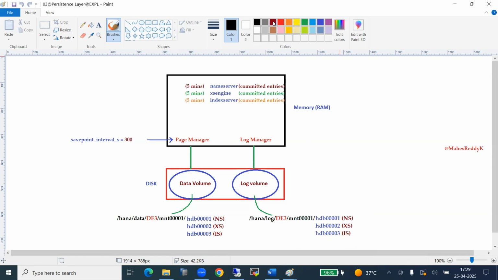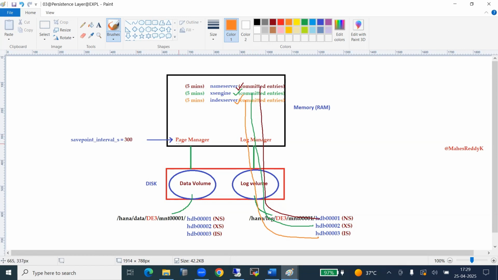When we commit the data in name server, that committed data is written to the name server log volume by the log manager immediately. When we commit the data in access engine, that committed data is written to the access engine log volume by the log manager immediately. When we commit the data in index server, that committed data is written to the index server log volume by the log manager immediately. So this is also fine.